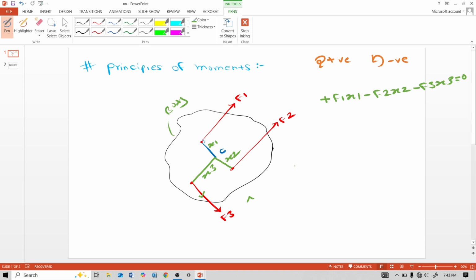And in another wording, you can say that due to these three forces, this body is in equilibrium, and clockwise movements and anti-clockwise movements both are equal, because see, this F1 makes clockwise. So this F1 into x1 and this F2, F3 makes anti-clockwise. That means it is equal to F2 x2 plus F3 x3. So here clockwise movements equal to anti-clockwise movements.